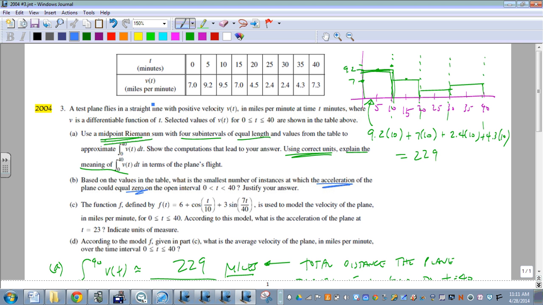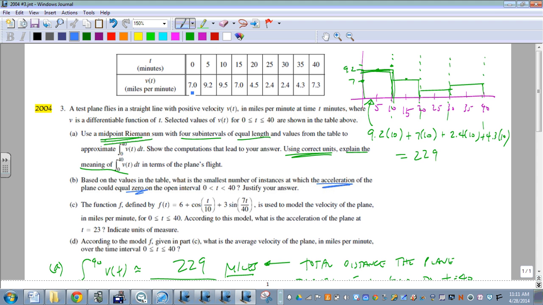The derivative of velocity is acceleration, right? So the slope between points would have to be what? 0, right? The slope is 0. That means our acceleration is 0. Well, let's look at these points.